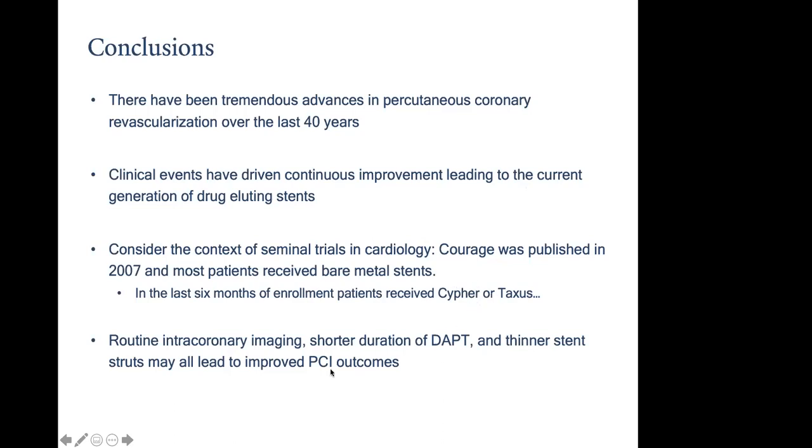And then I think, looking forward, routine use of intracoronary imaging, shorter durations of dual antiplatelet therapy, and thinner stent struts are all going to lead to improved PCI outcomes as we go forward. So thank you very much, and I'll take any questions.